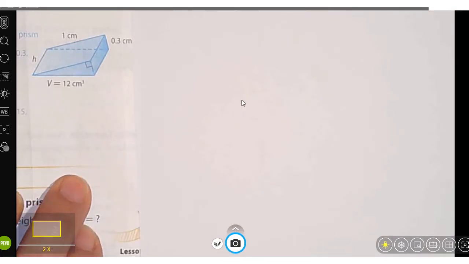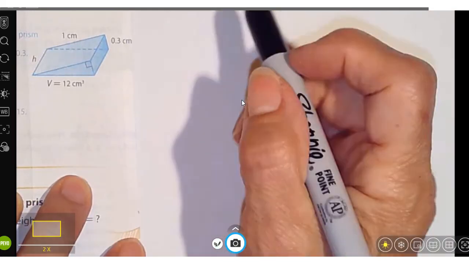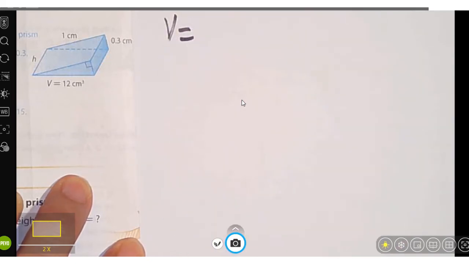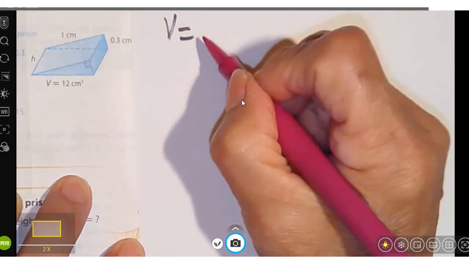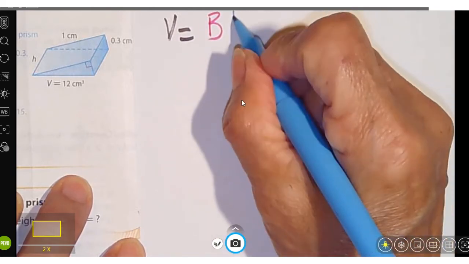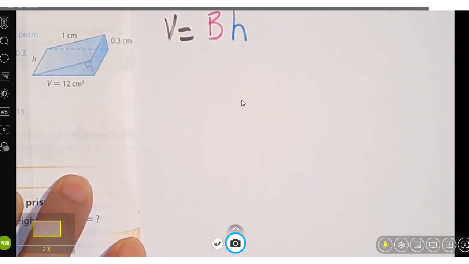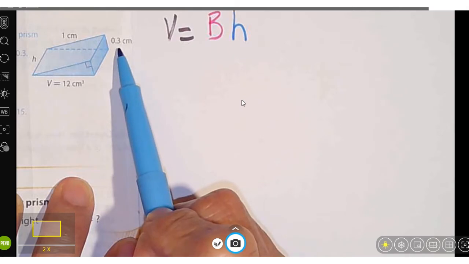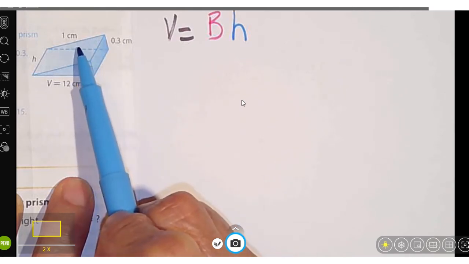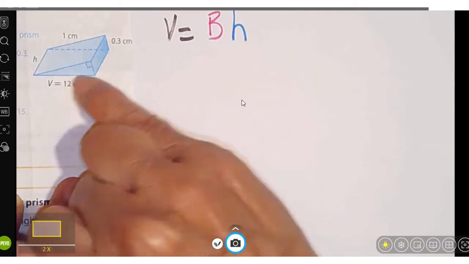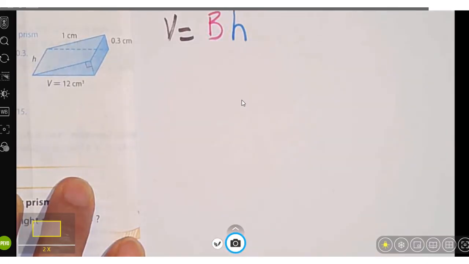Okay, students, let's go ahead and do this. Again, our formula is the same. It's volume equals base times height. There we go. Okay, so in this case, we know that our height is what's missing, and 0.3 and 1 are going to be our base.